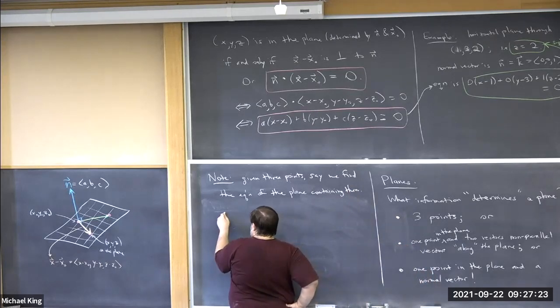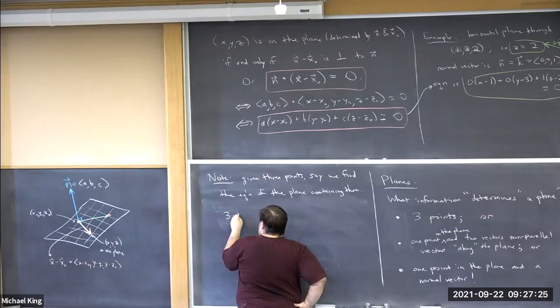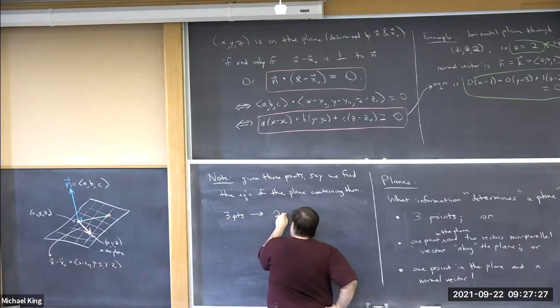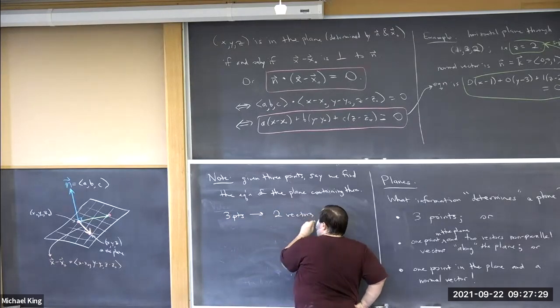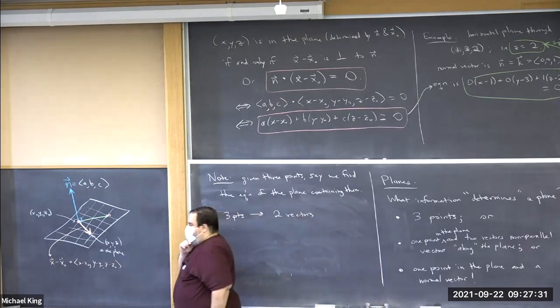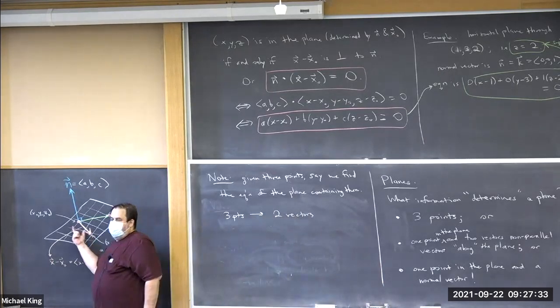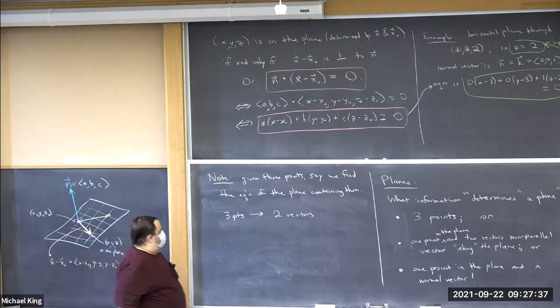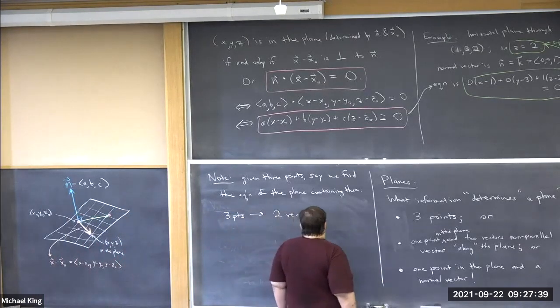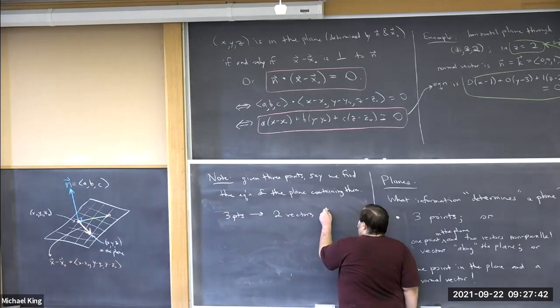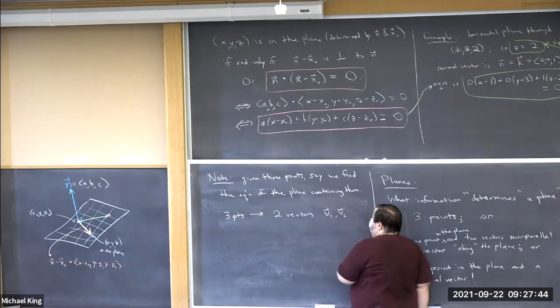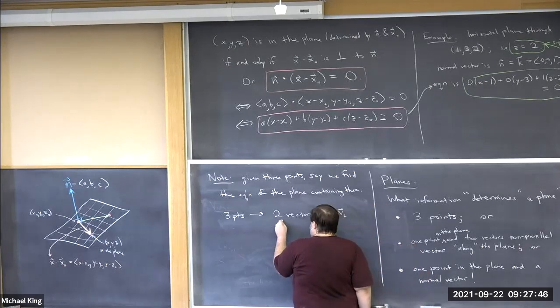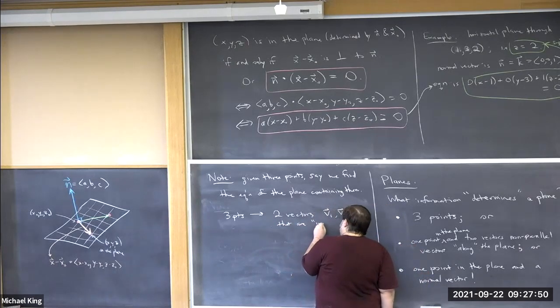So the 3 points gives us 2 vectors, right? We can make 2 vectors just by subtracting, picking any 2 of the pairs and subtracting the coordinates. And let's just call those V1 and V2 that are in the plane, quote unquote, in the plane, or along the plane.